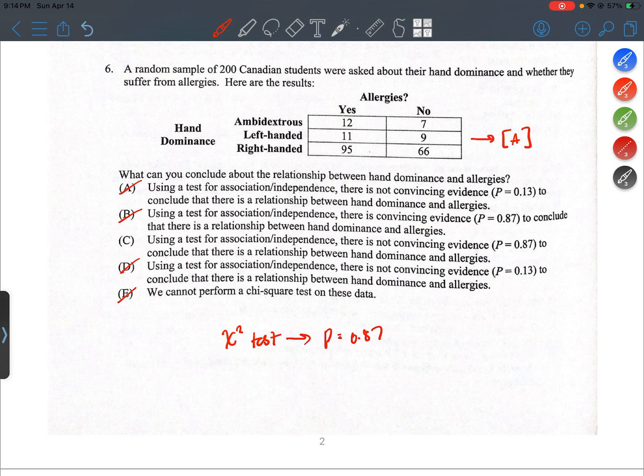Using a test for association/independence, there is not convincing evidence, right? Because our p-value is larger than 5% or any reasonable significance level. Not convincing evidence to conclude that there's a relationship between hand dominance and allergies. Yes.